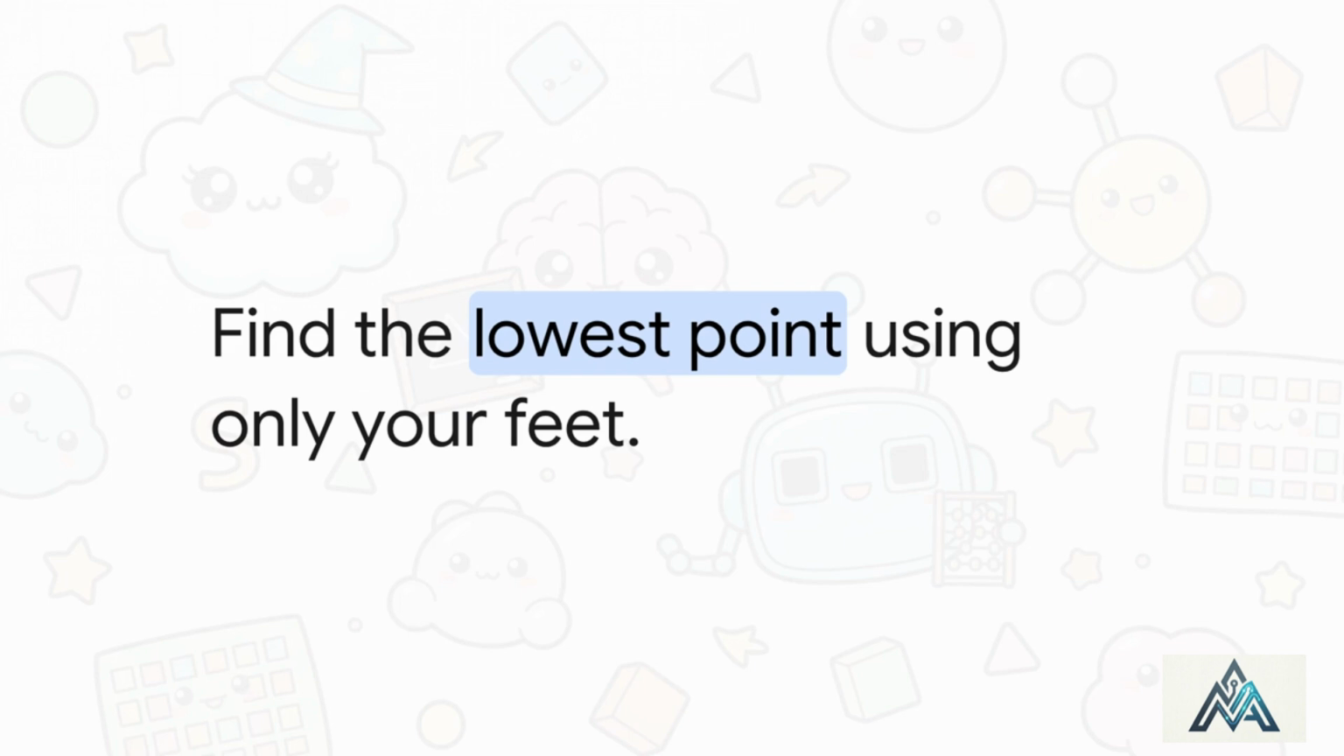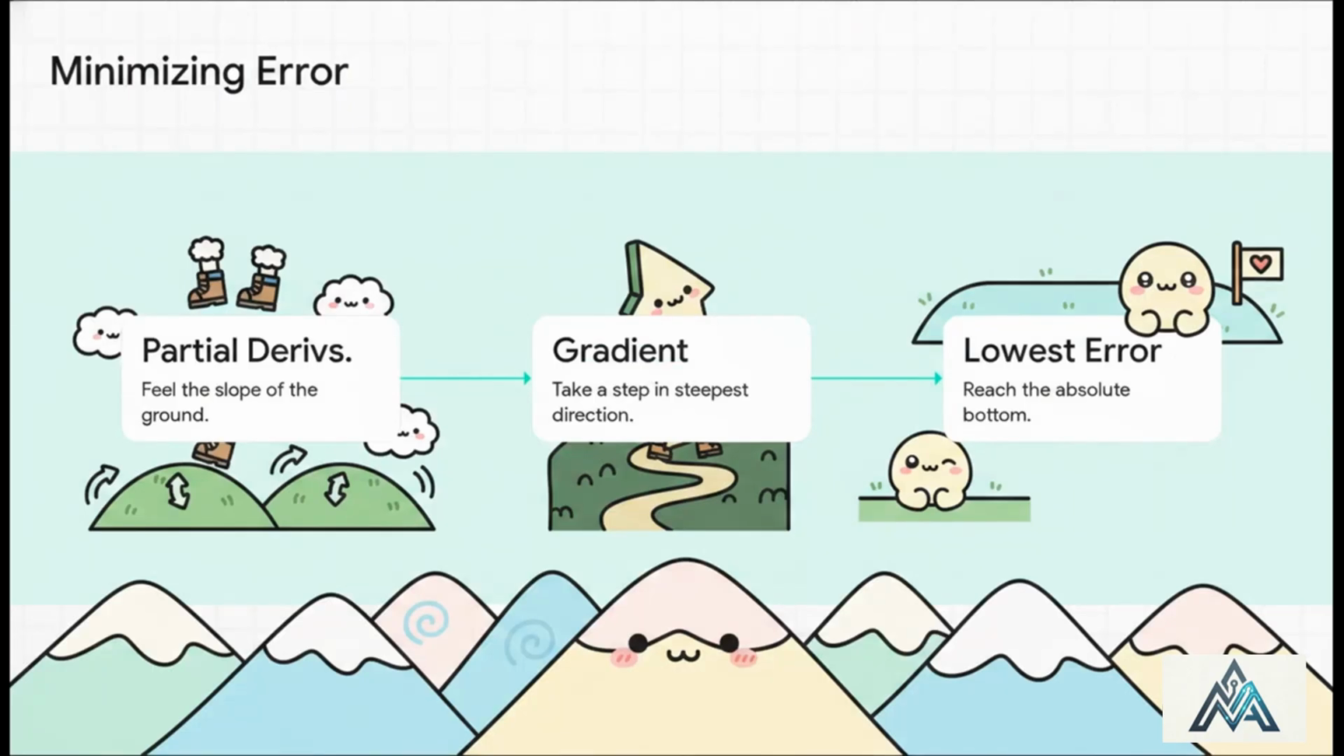So how do you get down? Well, you use your feet. You feel the ground immediately around you to figure out which way slopes downward. So the crucial point here is how this physical analogy translates directly into AI math.